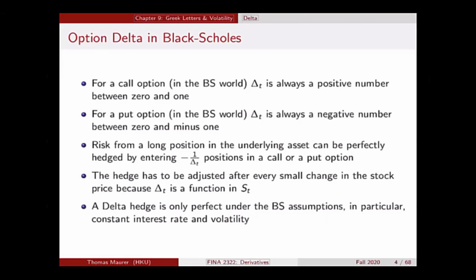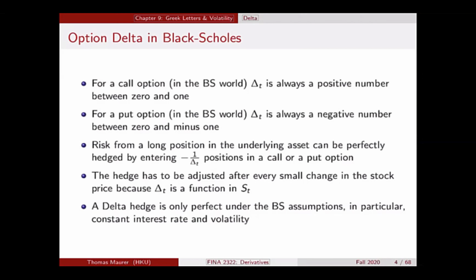Now notice that for a call option, delta is always positive. That means you have -1 over something positive, or a negative amount of call options. That means you actually have to short call options, or sell call options, to hedge a long position in the underlying asset. For a put option, the delta is a negative number. So you have -1 over a negative thing. So that means this term becomes positive. And so that means you actually have to take long positions, or buy put options, to hedge a long position in the underlying asset.